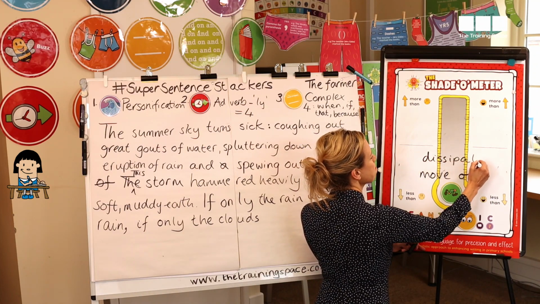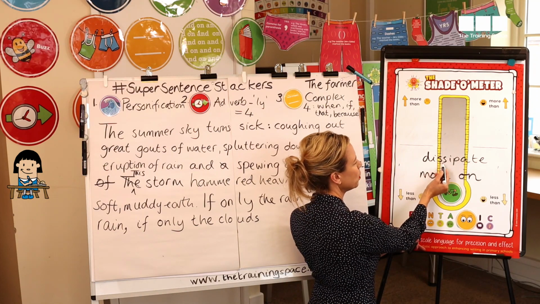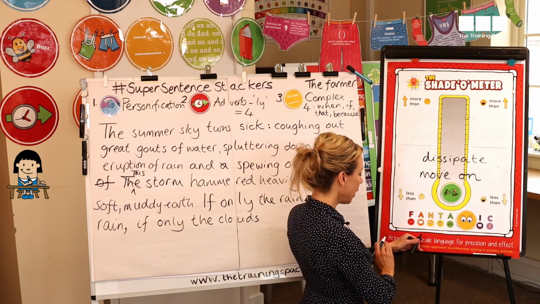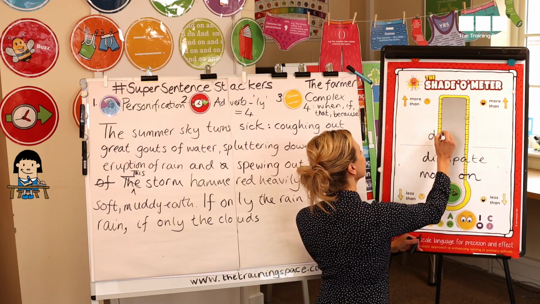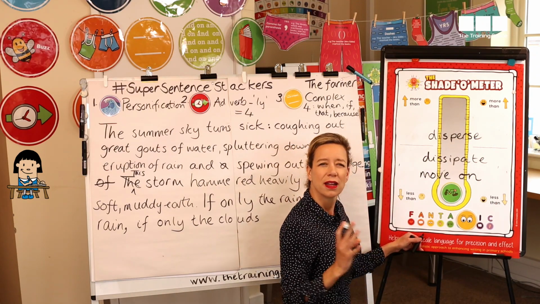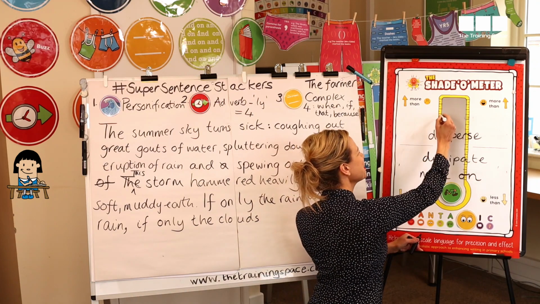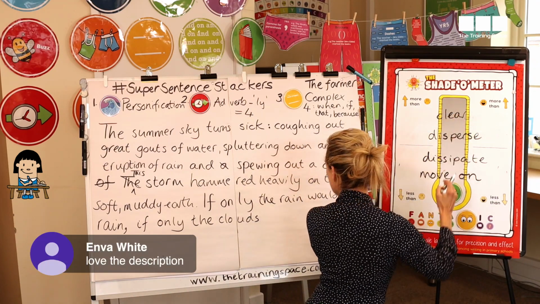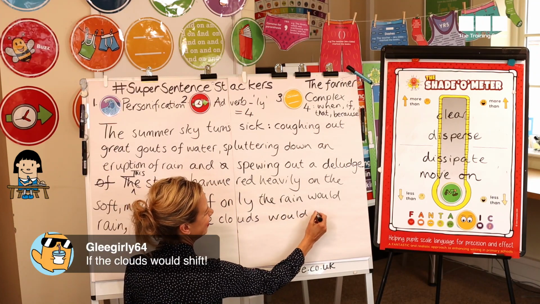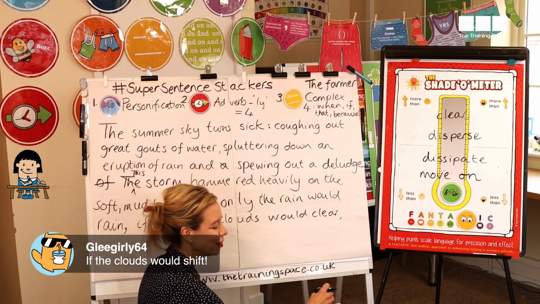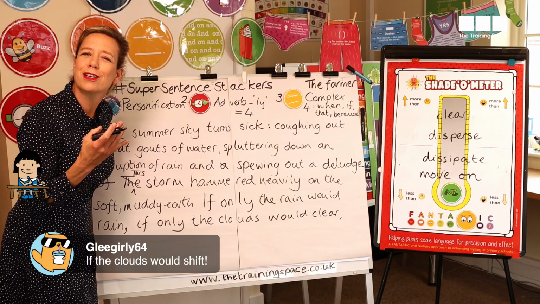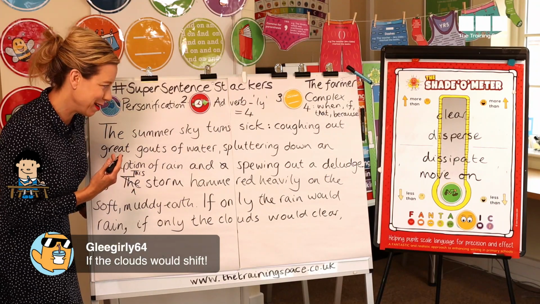Dissipate. So strange, this word. It has a double S there. Got to learn that, I think. Dissipate, disperse. Clear. That's a good one, actually. If only the clouds would clear. And then I'm going to do one more. Wouldn't it be just gorgeous if the sun came out?